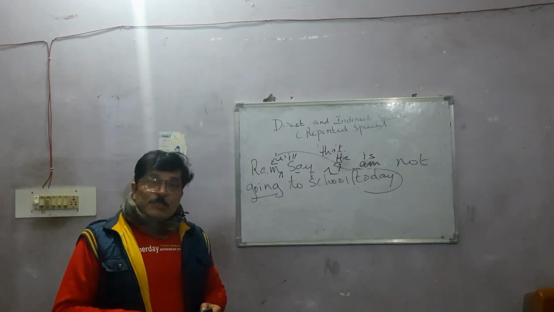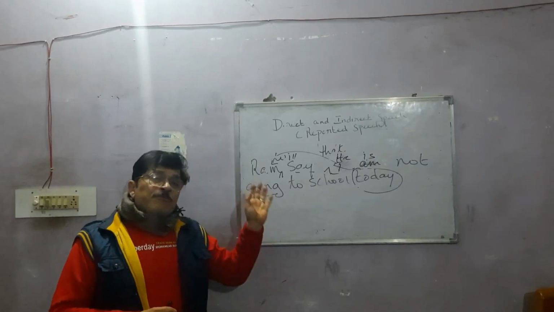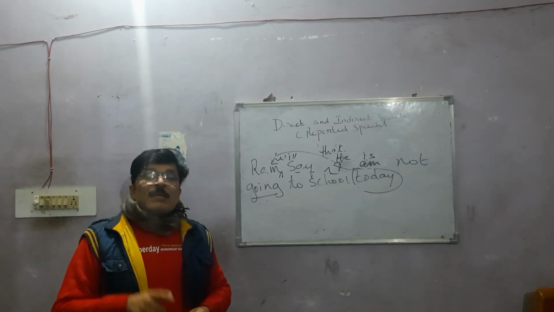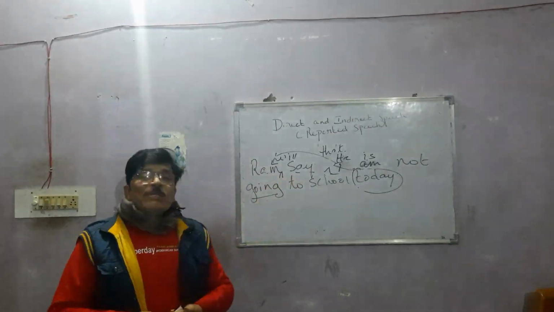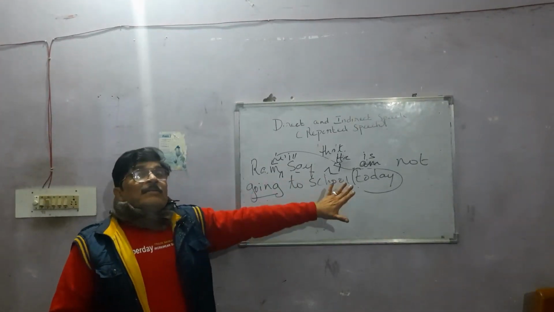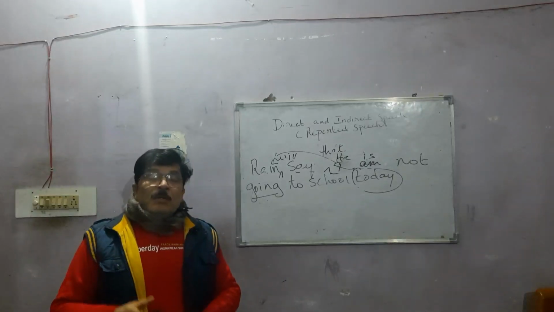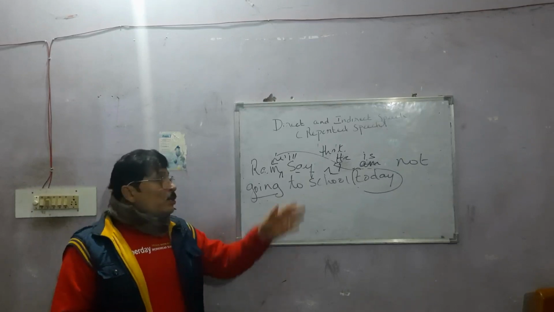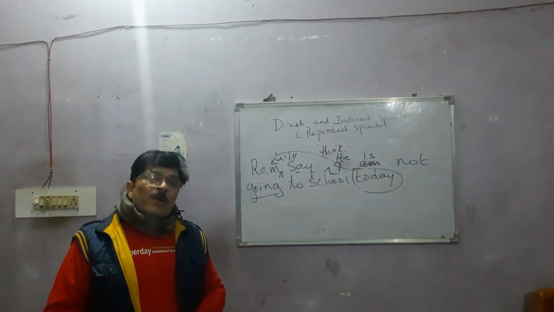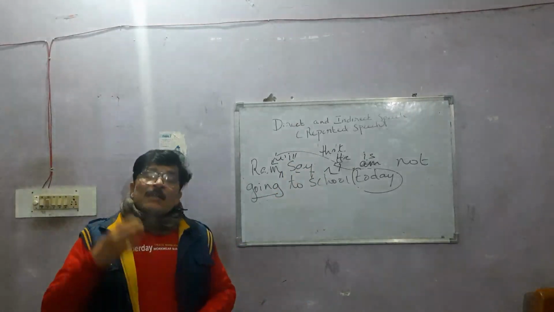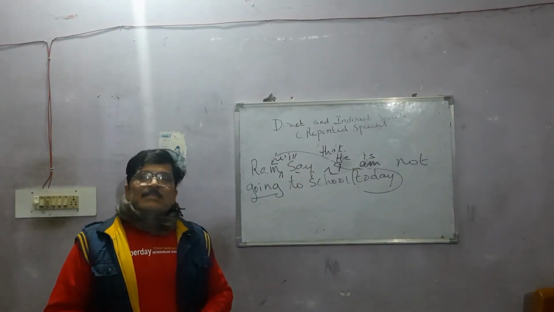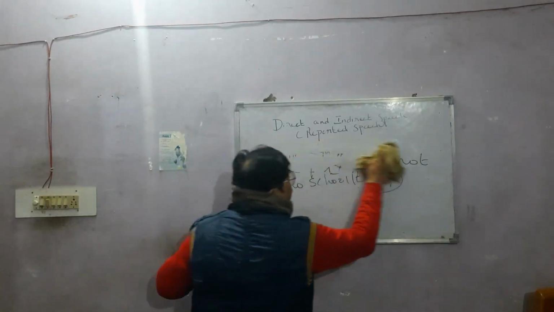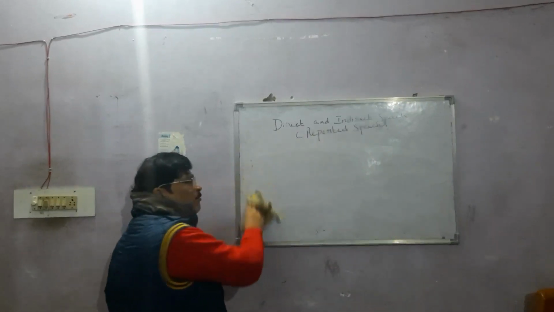Now once more I'm repeating it to you so that you will understand better. If the reporting verb is in present tense or the future tense, then there will be no change in the tense of the reported verb. The pronouns will change accordingly. The first person pronoun will change according to the subject. The second person pronoun will change according to the object. And the third person pronoun will not change. So I hope you understood this. This is the first thing that you have to understand.